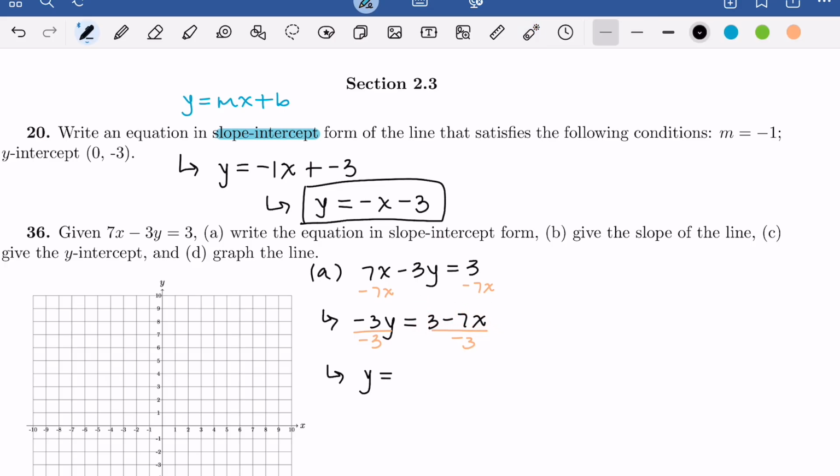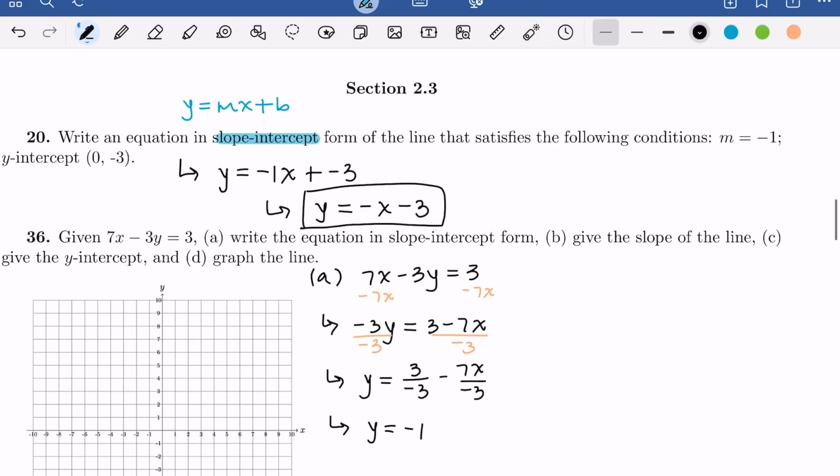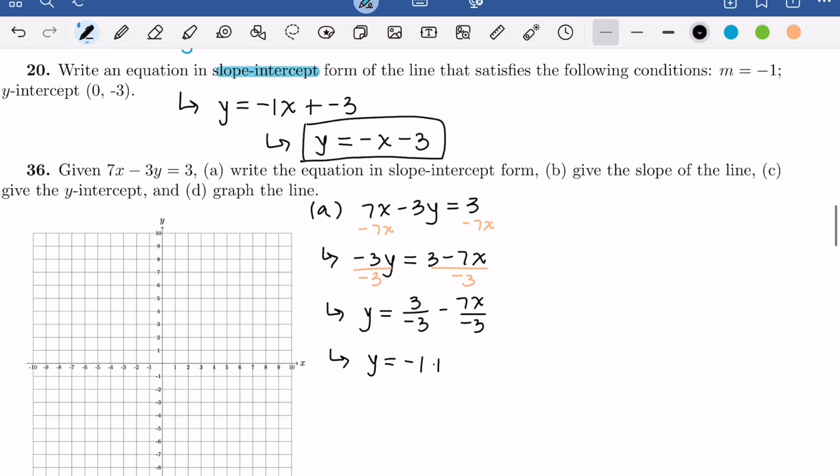So let's go ahead and separate that. We're going to have 3 divided by -3, and then we're subtracting 7x divided by -3. So let's go ahead and simplify this. We know that 3 divided by -3 is going to give us a -1. And then we have -7x divided by -3. So this negative and this negative are going to cancel. We're going to get a positive. So we're going to have plus 7 over 3 x.